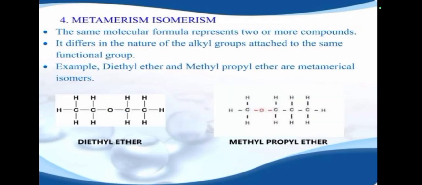Next, metamerism. Metamerism means the same molecular formula represents two or more compounds that differ in the nature of the alkyl groups attached to the same functional group. The arrangement around the functional group is different but the molecular formula is the same. That is called metamerism. As an example, diethyl ether and methyl propyl ether are examples of metamerism.